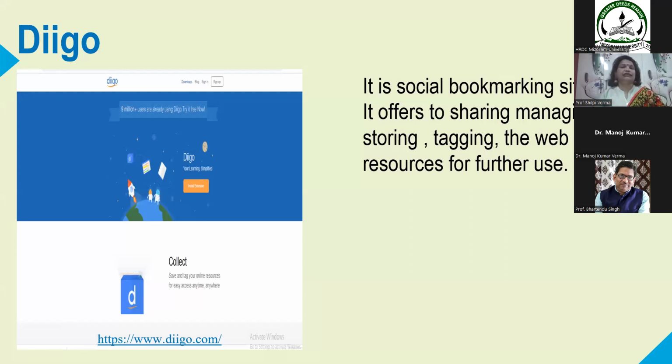Digo is an example of a social bookmarking site. It helps in sharing, managing, storing and tagging web resources for further use. So Digo can also be used, at www.digo.com. Here you can collect and organize whatever you want to use further.